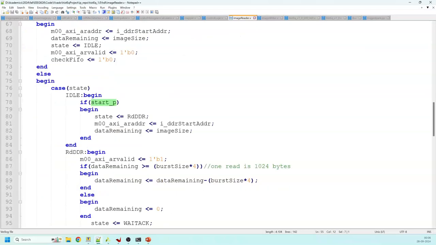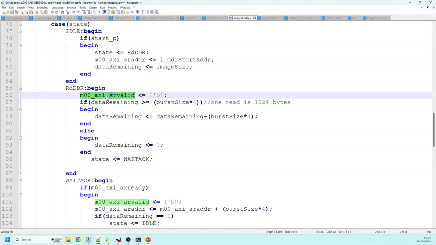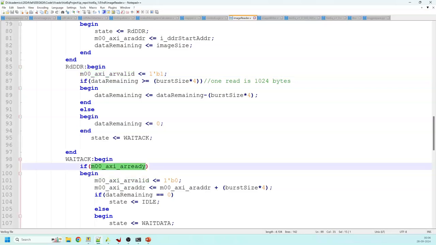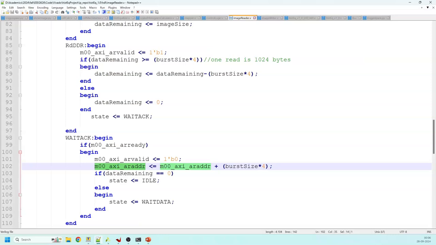So once it finds a start signal, it will be latching the DDR start address. It will be latching the total image size that has to be read. Then it goes to the state machine. And this is basically an AXI master read channel implementation. So it will be making AR valid high, basically saying it wants to read, and here is the valid address. Once from DDR, we get a response that it is ready, this will be deasserted. Address is provided here.